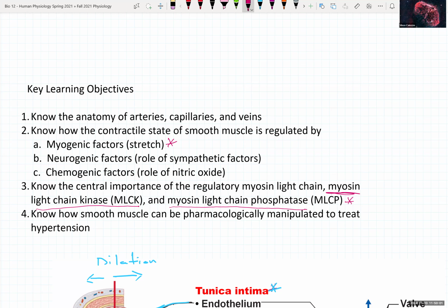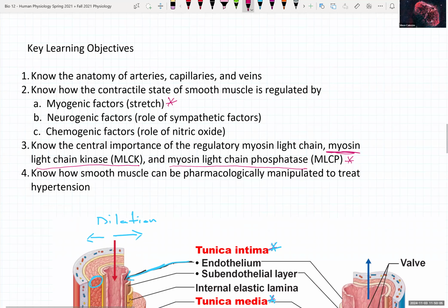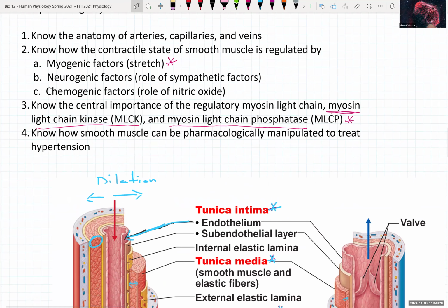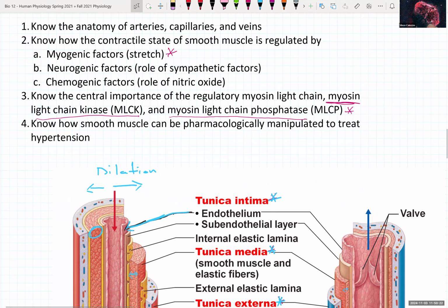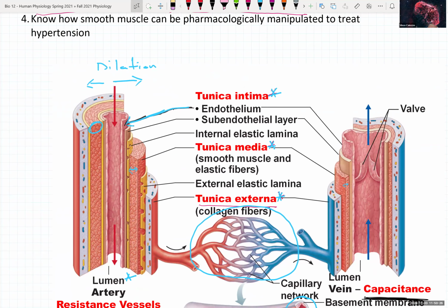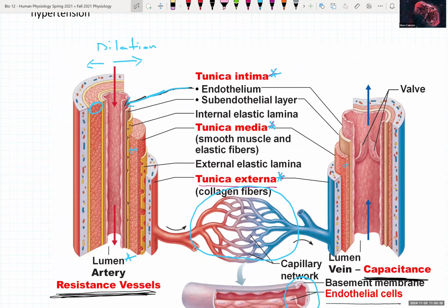Then also, you can see that the fourth learning objective is to know how smooth muscle can be pharmacologically manipulated to treat things like hypertension. So coming back to the first learning objective, I just want to briefly highlight some key aspects of the different types of blood vessels found in the cardiovascular system.